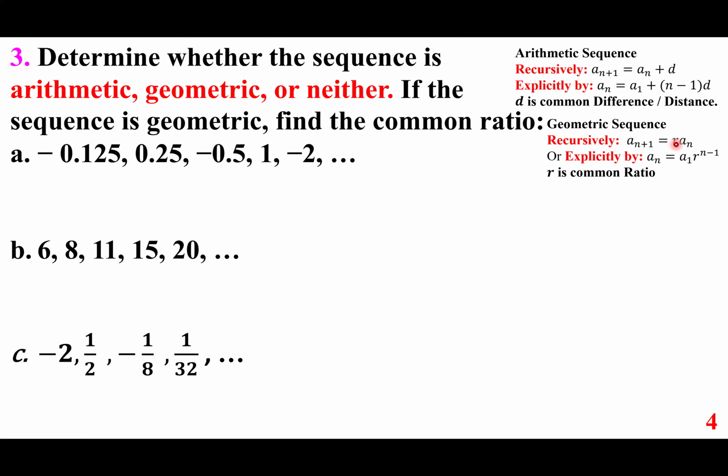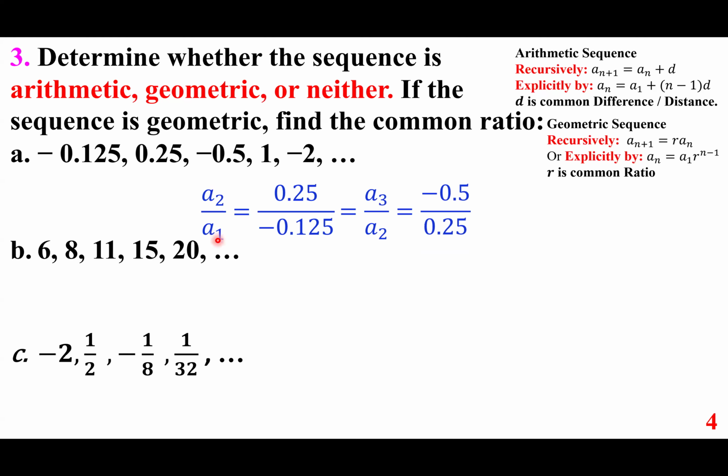Having said that, if you want to check whether a sequence is geometric or arithmetic: for arithmetic, see if you can add a constant. For geometric, see if you can multiply by a constant. So we're going to divide this one by this one, and then divide this one by this one. If they give you the same answer, 0.25 over negative 0.125 is negative 2. And this is a sub 2 over a sub 1.